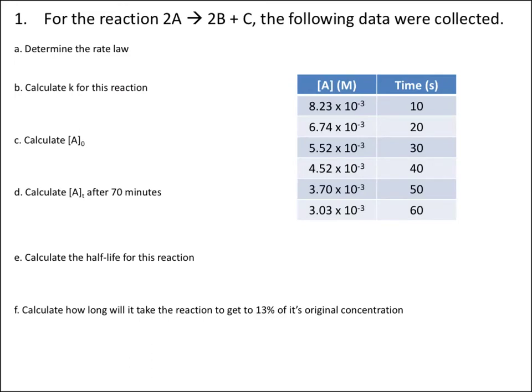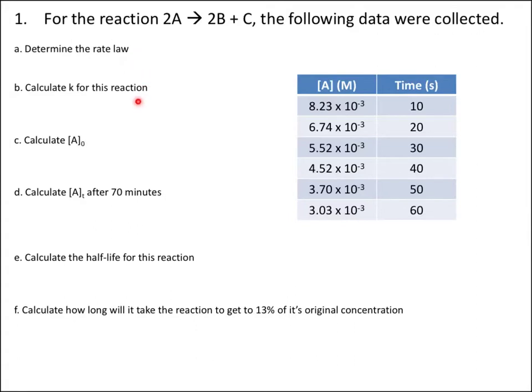All right, so here's my problem. It has several steps. For the reaction 2A gives 2B plus C, the following data was collected. I've got a series of things to look at. Number one, it wants me to determine the rate law. In order to determine the rate law, I need to know the order of the reaction, so I'm going to have to do that first.